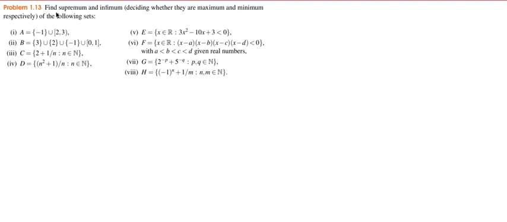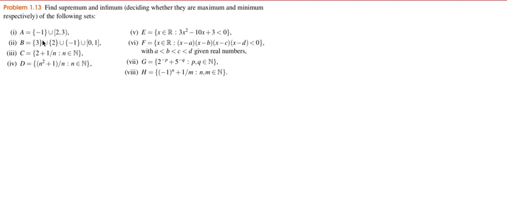If you remember, the supremum is the smallest upper bound of a set, and the infimum is the greatest lower bound of a set, but there's no guarantee that the supremum or the infimum will belong to the set themselves. So A is the set that contains -1 and the half closed, half open interval from 2 to 3.